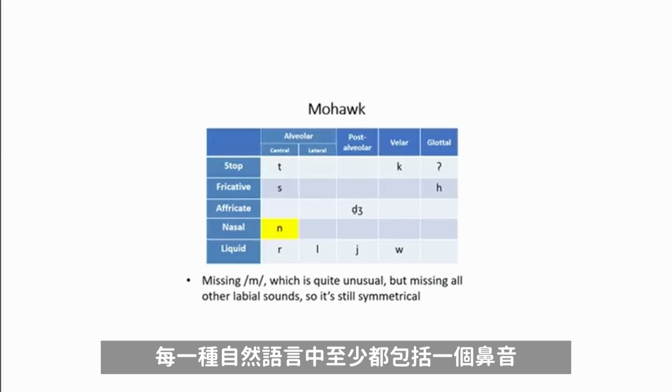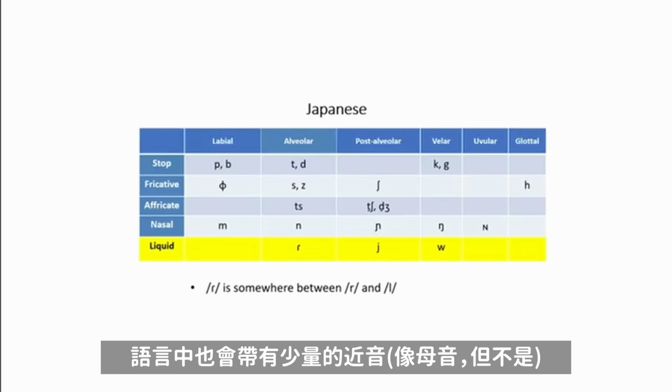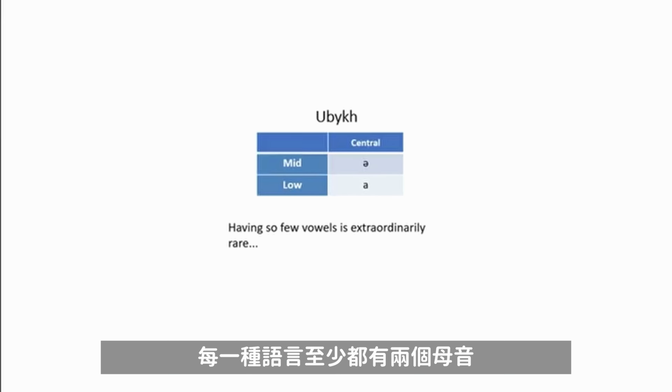Any natural language is very likely to include at least one nasal; in fact, I have yet to come across any language that doesn't have a na sound, and at least one liquid. Vowels are also counted as resonants. Every language in the world features at least two vowels.